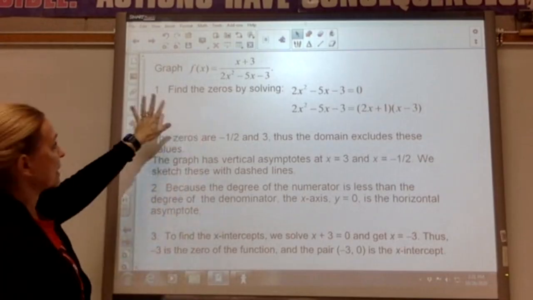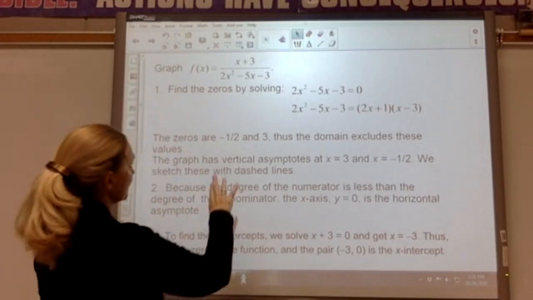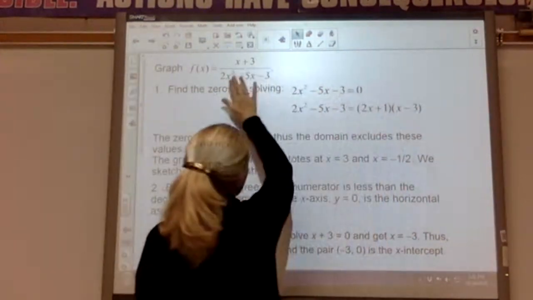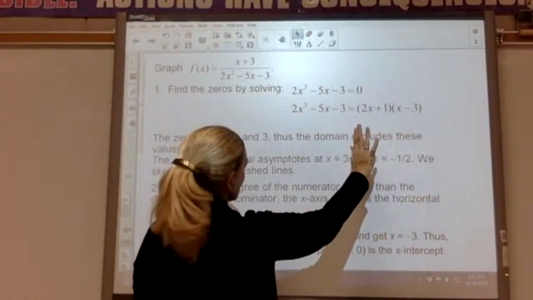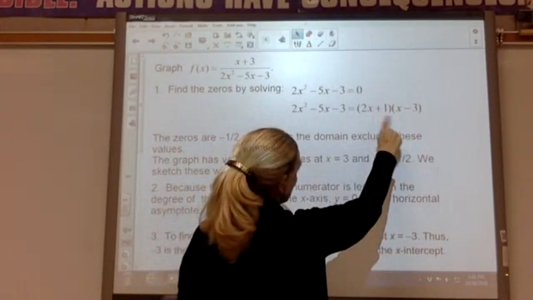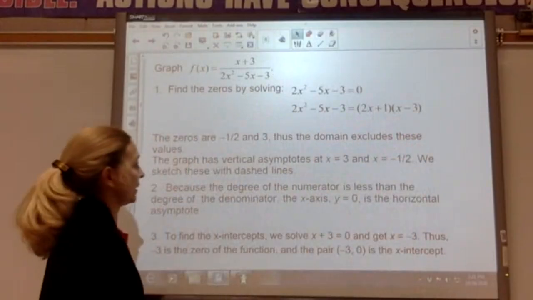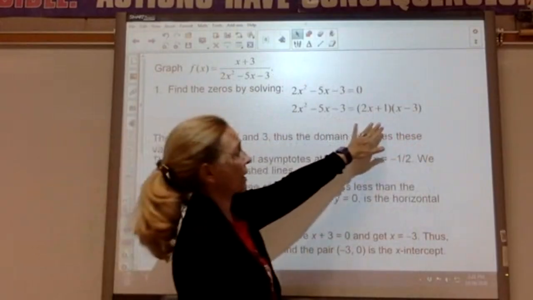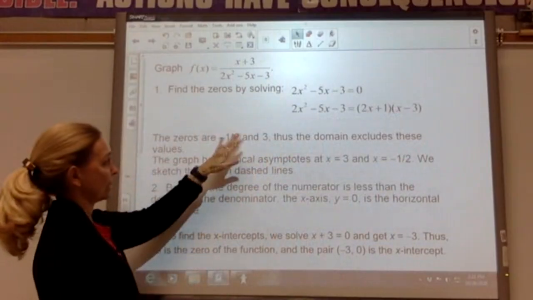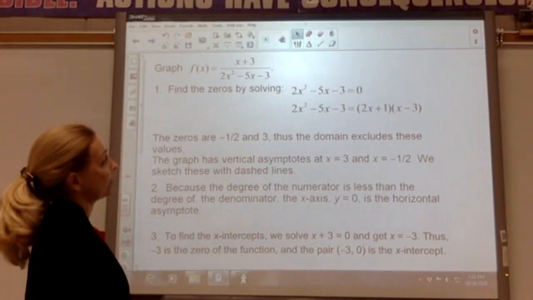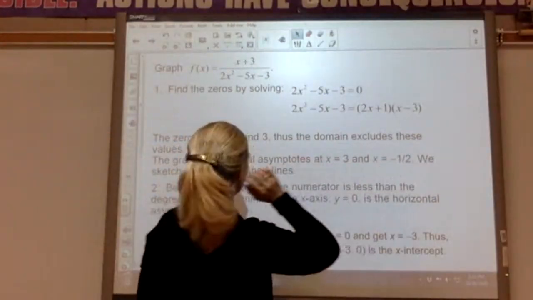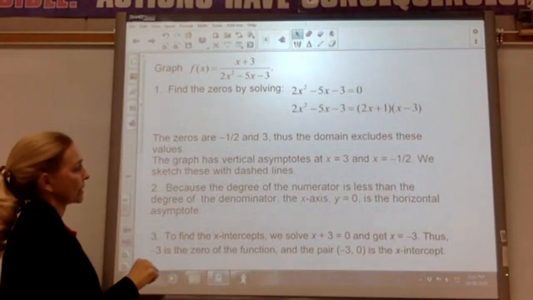Here's the function. So we started off by factoring, and when we factored this denominator, we realized we don't have any common factors, so there's no holes. And so now you find the zeros by setting this equal to 0, and that gives us the excluded values. And so we end up with negative 1/2 and positive 3. And so the domain cannot equal those, right? And so then that also means the vertical asymptotes are x equals 3 and x equals negative 1/2.